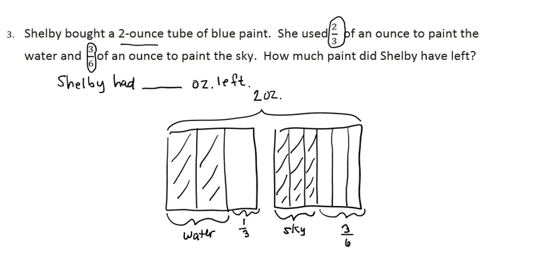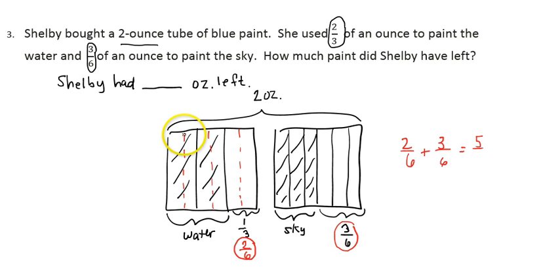I can't add these unless they have the same denominator. But I do know that if I divide my thirds in half, that will give me 6. Let me do that in a different color. So if I take each of these thirds and split them down the middle, you can see that this now has 6 pieces, and the 1/3 is equal to 2/6, which I can now add to my 3/6, and I have 2/6 plus 3/6 is 5/6, and that tells me that Shelby had 5/6 of an ounce of paint left.